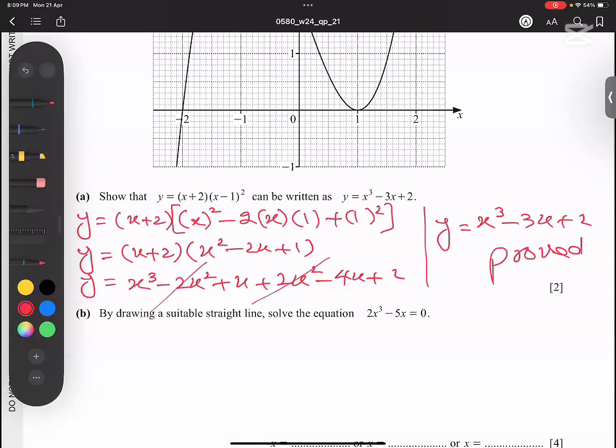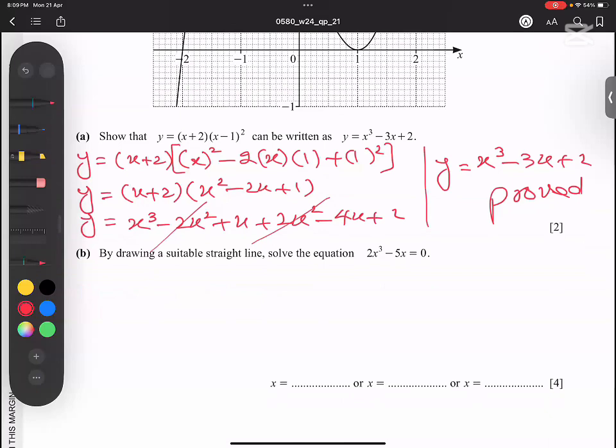And now, students, let's go for the next part. How can we do this one? Draw a suitable straight line to solve this equation. How to solve this equation, students? First of all, the hardest task is to convert it into the equation of a line format. How can we do it? It means this equation and this equation are the same. So basically, we have to convert this into this format.